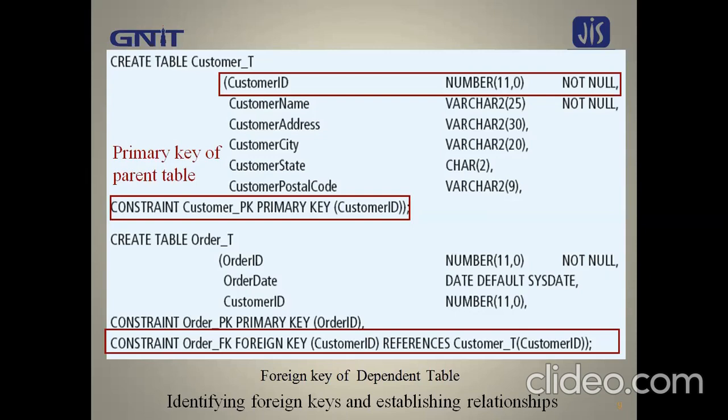Look at both the tables. In both the places, customer ID is present, right? In both the cases, customer ID is present. But the customer ID will be a foreign key in case of the order relation. It will be a primary key in case of the customer relation, right?